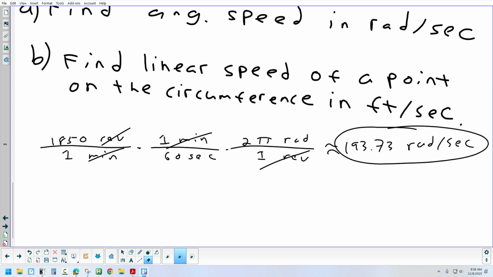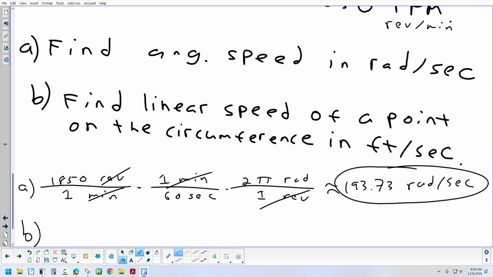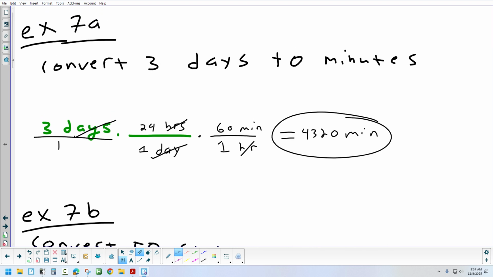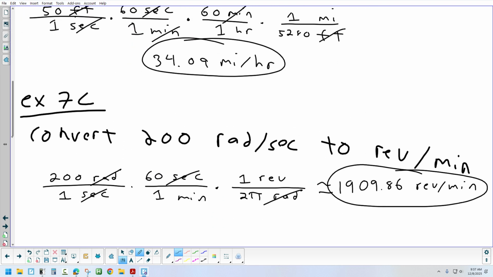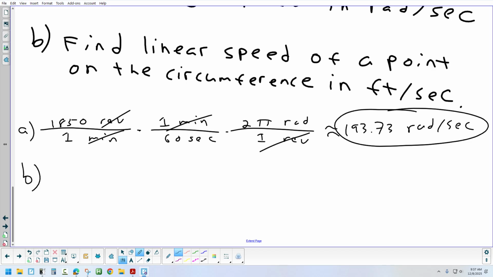All right, let's look at part B. What's different about part B? We haven't done one like part B yet. Yeah. He's asking for linear speed instead of angular. Okay, well, we did do linear up here in 7B. It's like angular to linear. Yeah, it's angular to linear. It's a conversion from one type of speed measurement to another.